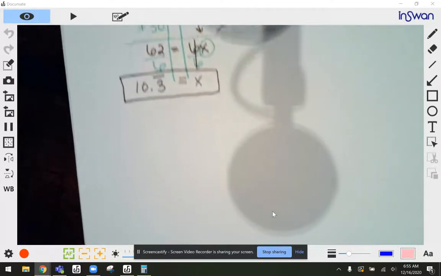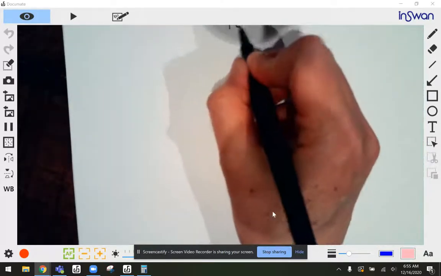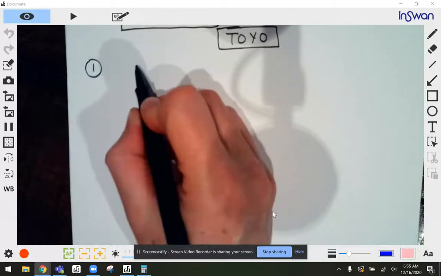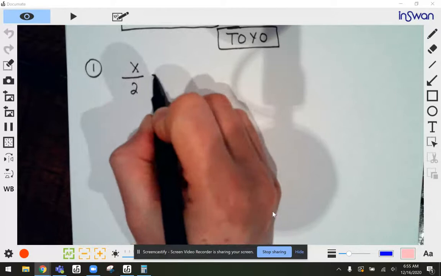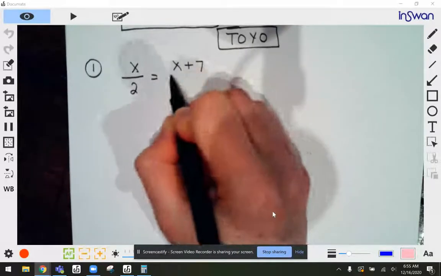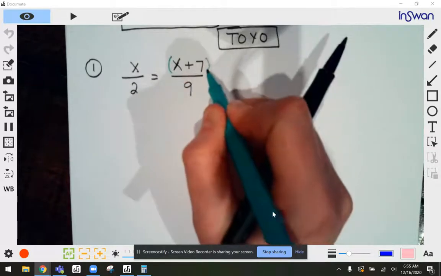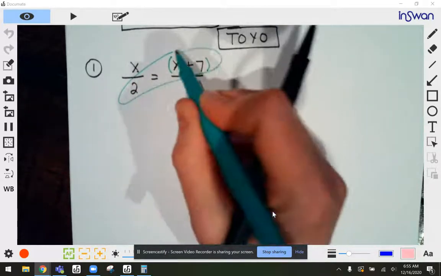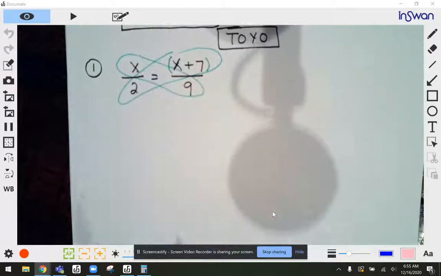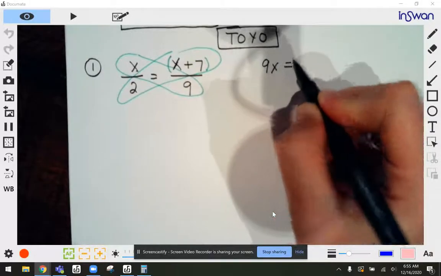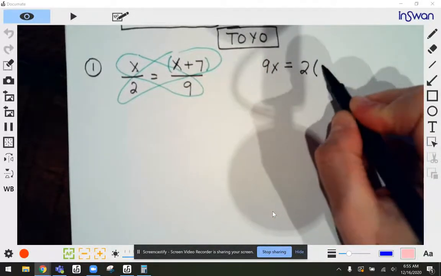Okay, so let's do the try on your own. Remember, write it down, try it, and then unpause the video to see how you did. So first one is going to be x over 2 equals x plus 7 over 9. So pause the video here and try it out. Right, hopefully you're back and you remembered to put the parentheses here before you cross multiplied. Okay, so here x times 9 is 9x, right? And 2 times parentheses x plus 7.